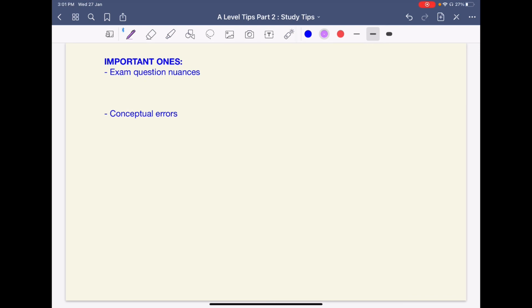The more important ones to study from are exam question nuances. It's kind of hard for me to describe this, but basically it's those tricky questions that are out of the norm and difficult to score. It's very useful for you to study this so that you know how to tackle similar situations in the future. Also, you should study from mistakes caused by conceptual errors so that you can rectify these conceptual misunderstandings. At the end of the day, it is up to your personal discretion. If you find that studying from these mistakes can boost your learning and understanding, then it is probably worth studying from it.